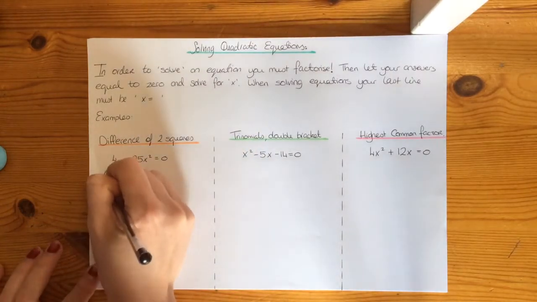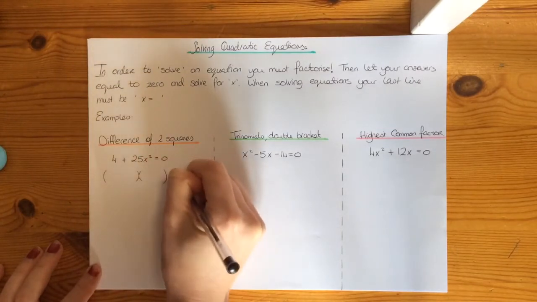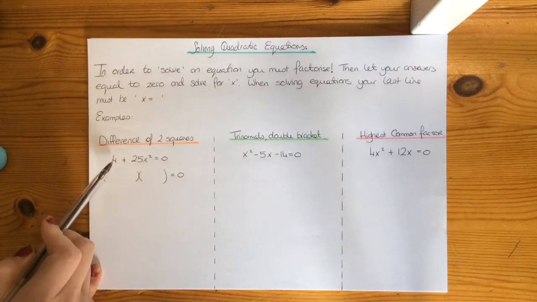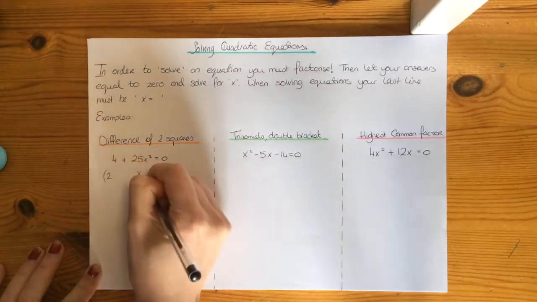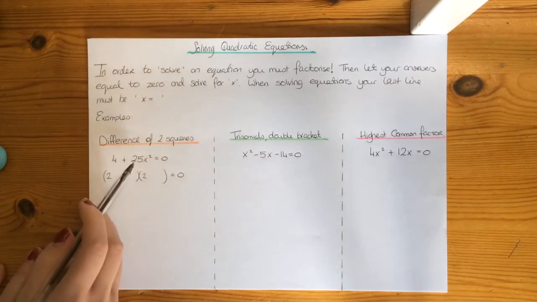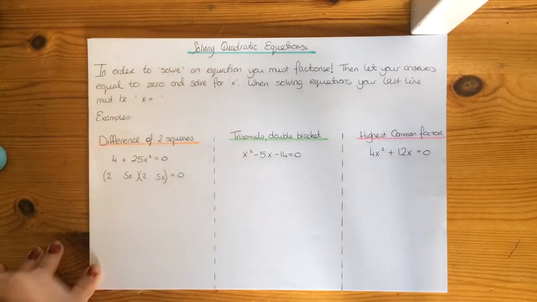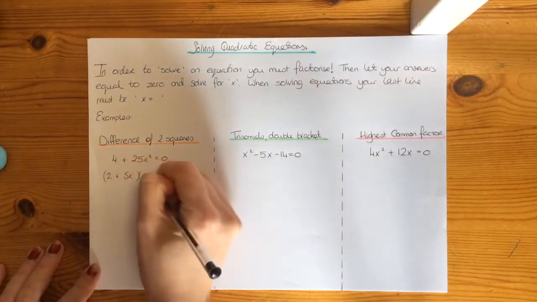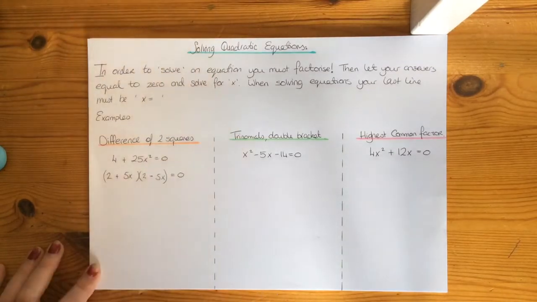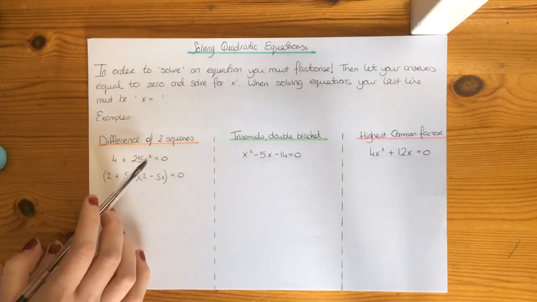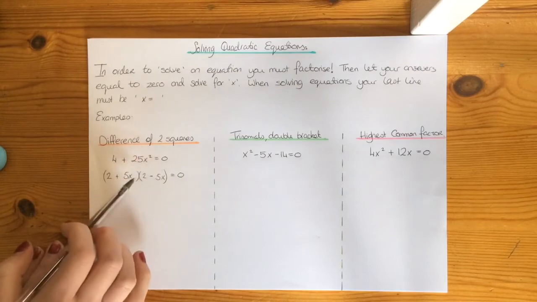So difference of two squares, you open up two brackets. Remember, everything equals 0 here. So the square root of 4 is 2. So 2 times 2 is 4. Square root of 25, 5x and 5x will multiply to give us 25x squared. And then we put a plus in one, a minus in the other. And that's our difference of two squares factorizing. 2 times 2 is 4, 5 times 5 is 25x squared, the x's.